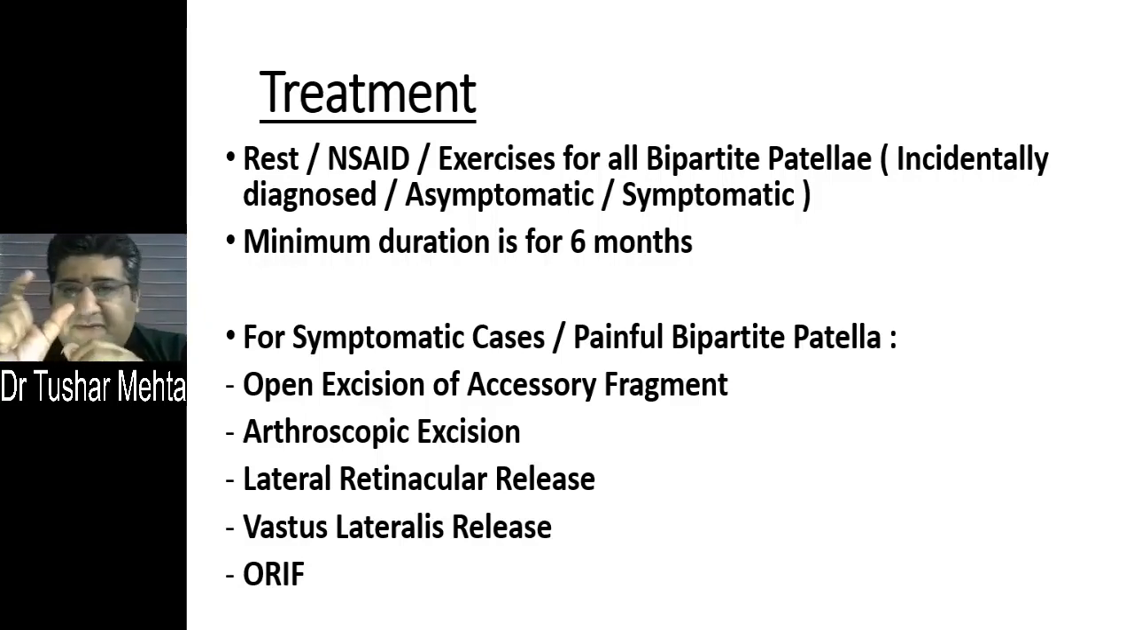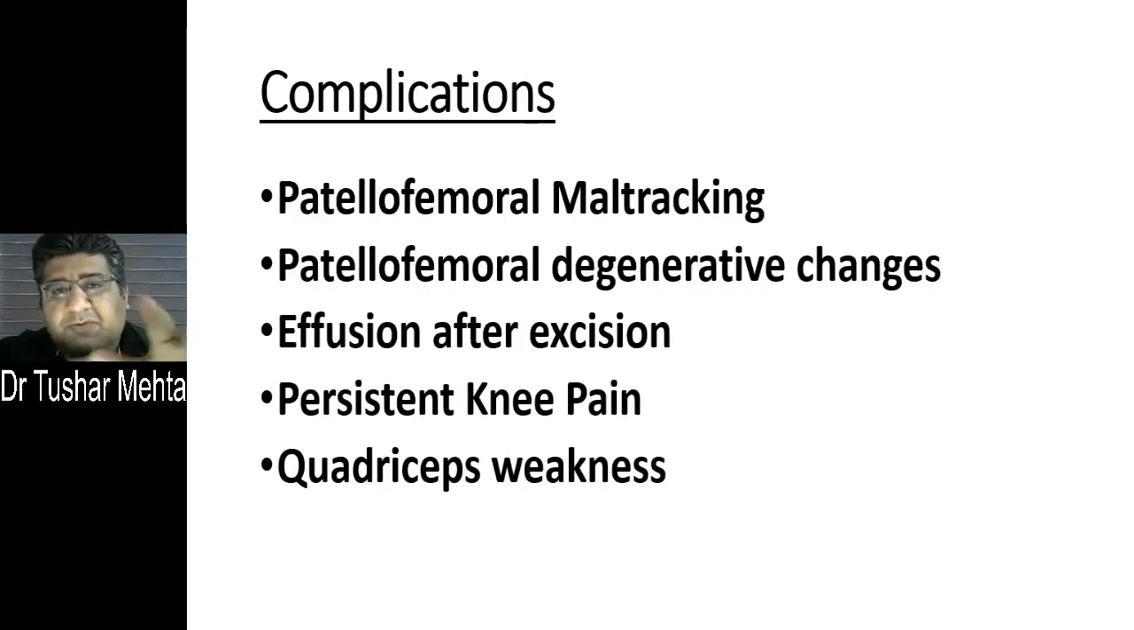I'll tell you the reason. If there is a significant size of the accessory fragment, you might be wondering why, then you're supposed to fix it. You cannot remove such an accessory fragment. Why can't you remove it if the fragment is big? You're going to land up with patellofemoral incongruity. Do you understand? You're going to land up with quadriceps weakness. So that is why even that is postulated as one of the treatments.